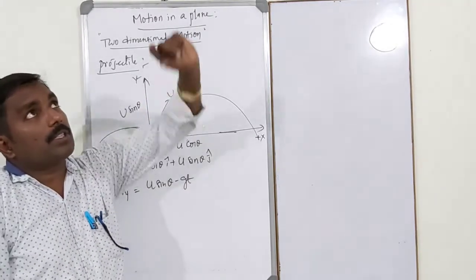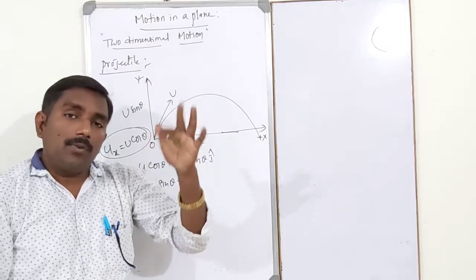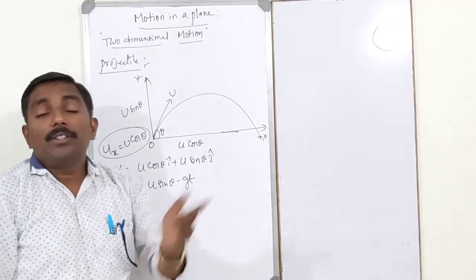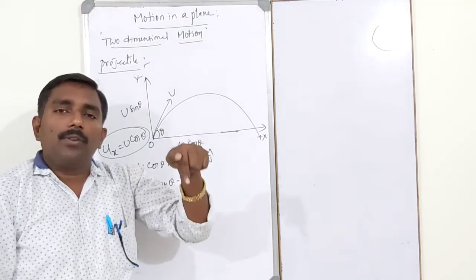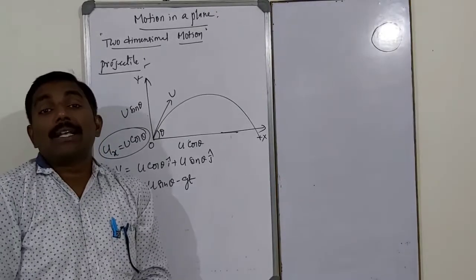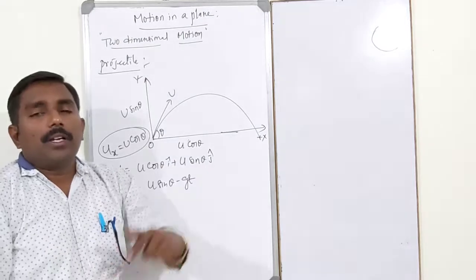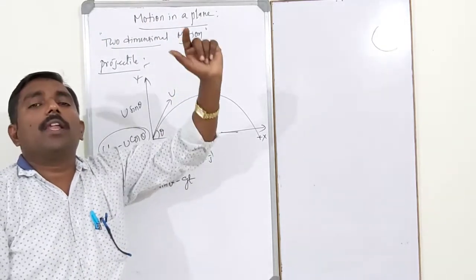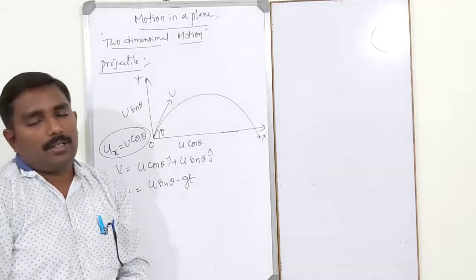Whenever the projectile moves along the vertical direction, its velocity gradually decreases and becomes 0 at the maximum height. Then on the return, the velocity gradually increases and it touches the ground with the maximum speed. So in the upward direction velocity gradually decreases, and in the downward direction velocity gradually increases.